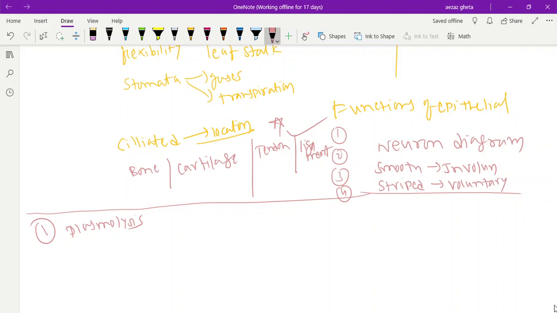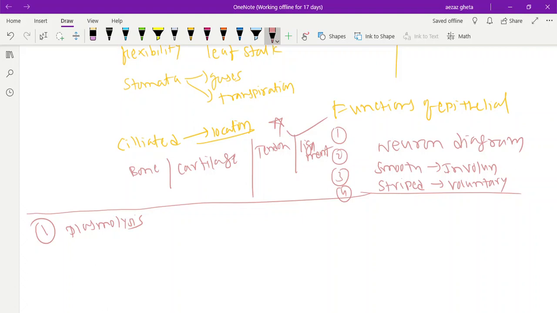See, actually what plasmolysis means is when a plant cell is placed in a hypertonic solution, it will shrink. That shrinkage of the cell when it is placed in a hypertonic solution is called what? Plasmolysis. And then if you place it in water, a hypotonic solution, it will swell up and again become a normal cell.